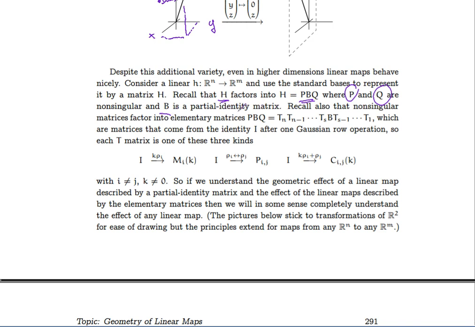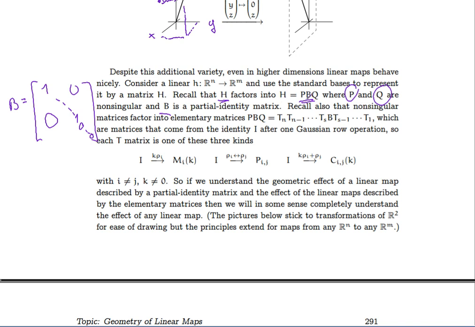What does partial identity matrix mean? B has ones on the diagonal. Everything off the diagonal is 0. It has ones on the diagonal, but it may also have some zeros on the diagonal. So this is a partial identity matrix. In fact, if H itself is non-singular, then we know that H is row equivalent to the identity, and this matrix B would be the identity matrix.